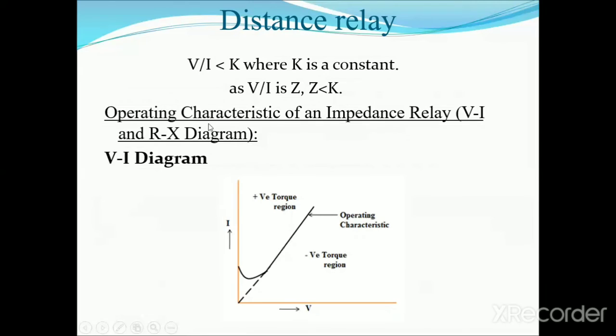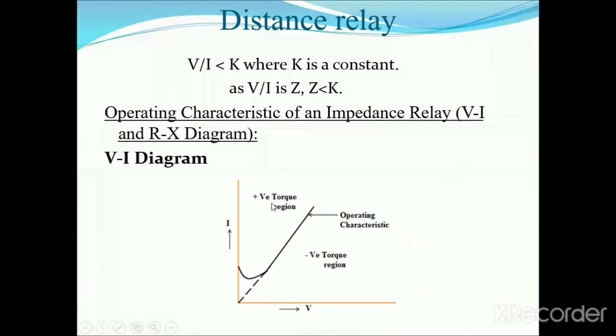The next topic is the operating characteristics of an impedance relay, that is the VI characteristics and the RX diagram. The operating characteristics will be drawn between the voltage and the current. This is the voltage and this is the current. While drawing these characteristics, we obtain the operating characteristics of the relay.